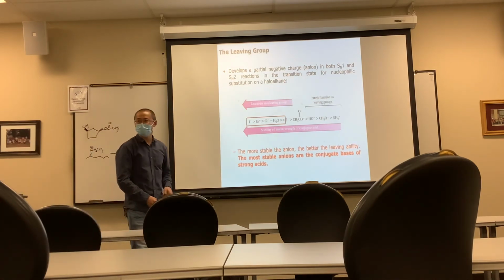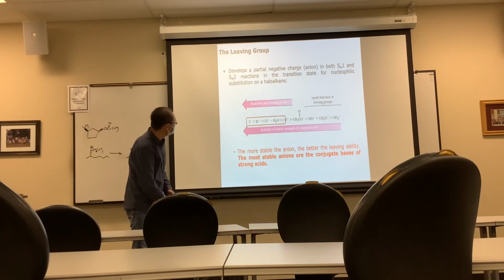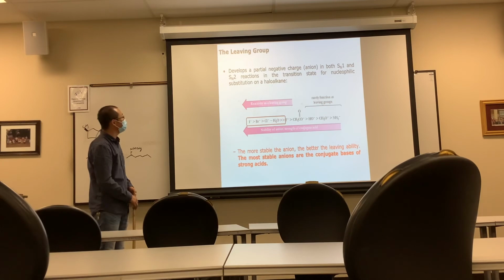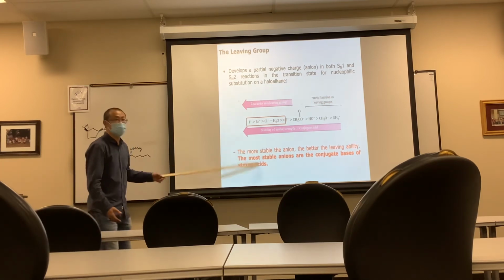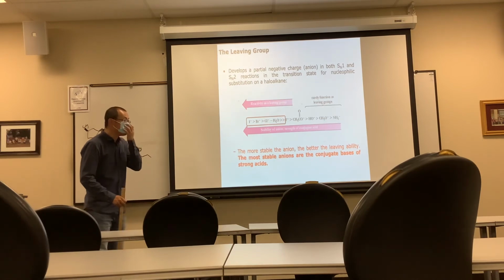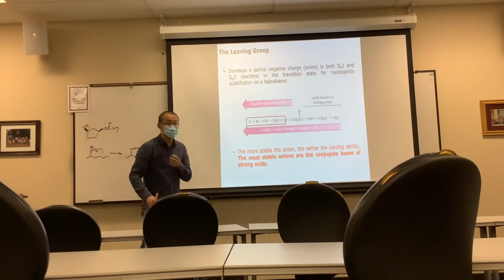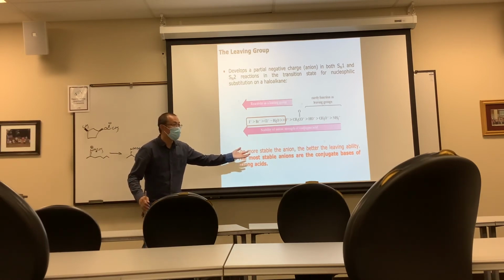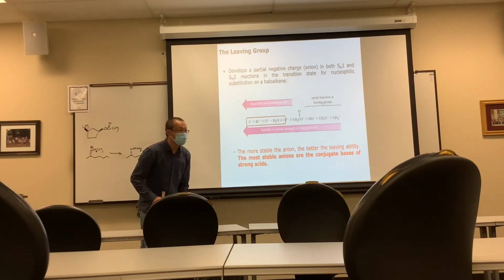Next, besides the structure of RX, let's take a look at the leaving group. Of course, this topic is super easy to understand because the leaving group always what? Leaves. No matter if it's SN1 or SN2. Is that right, guys? They always leave. So that means what? If you have a good leaving group, the reaction will be what? Faster.